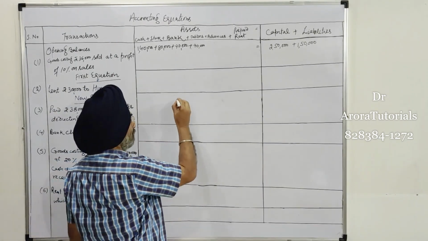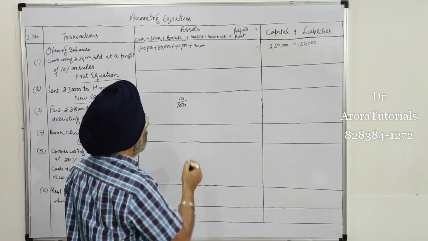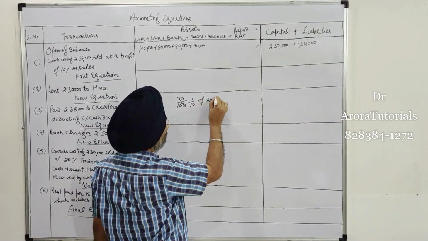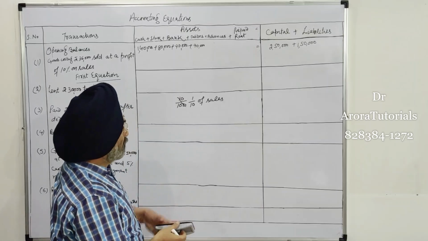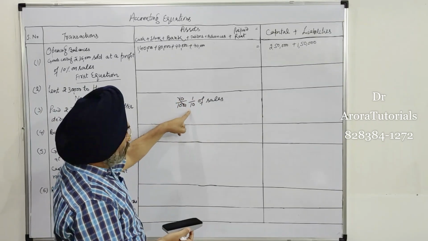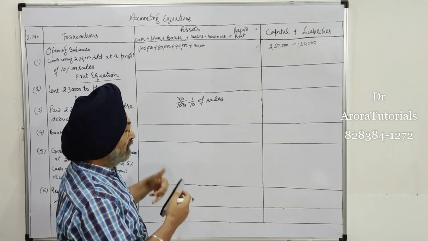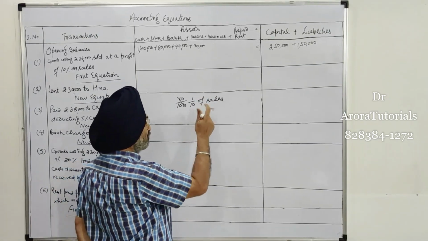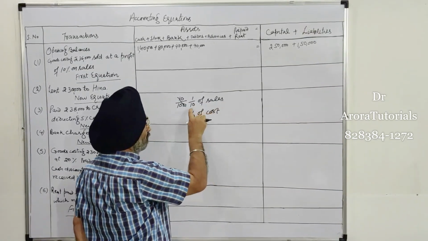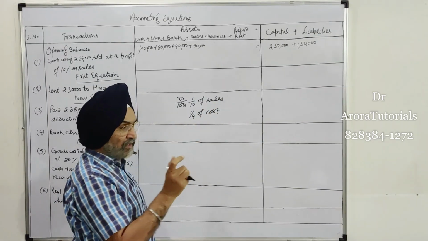We are given 10% profit on sale. 10% means 10 by 100. 10 by 100 means 1/10. 1/10 of sales. So in fraction, profit is 1/10 of sale. Whatever fraction is on sale, 1 less will be in case of cost. If it is 1/10 of sale, it will be 1/9 of cost. So either you may calculate 1/10 of sale, you will get the same figure, or you get 1/9 of the cost, you will get the same figure.